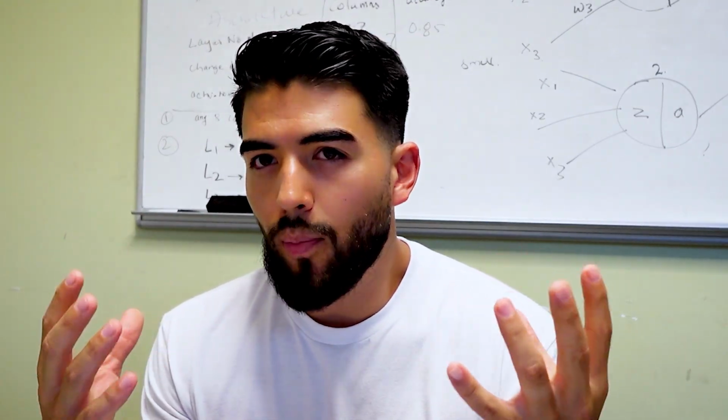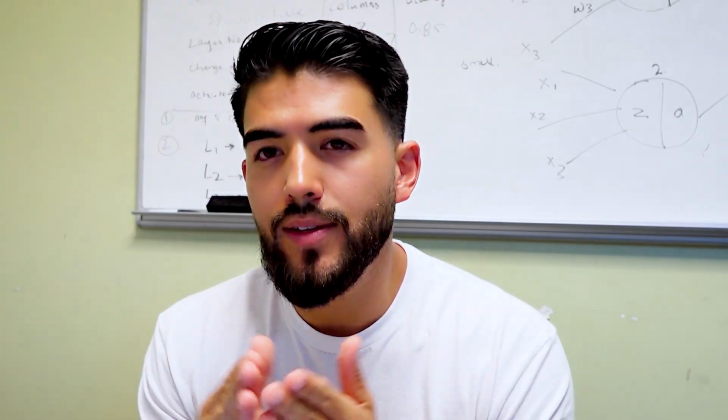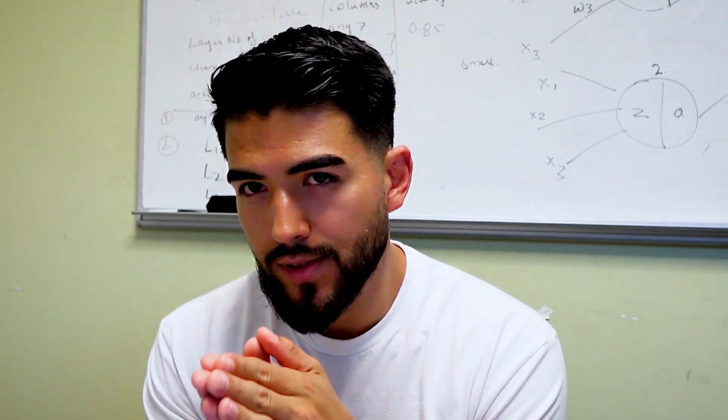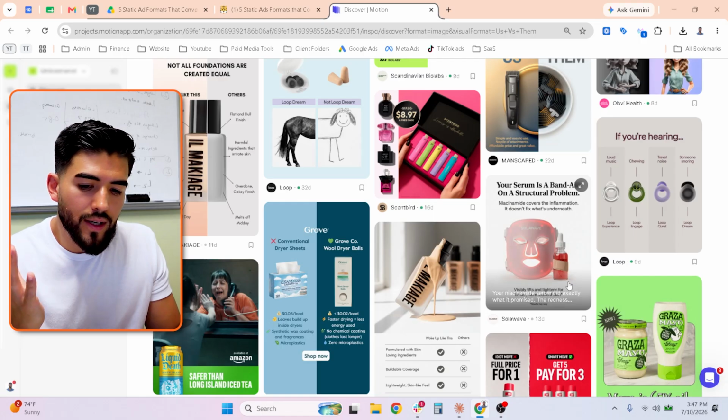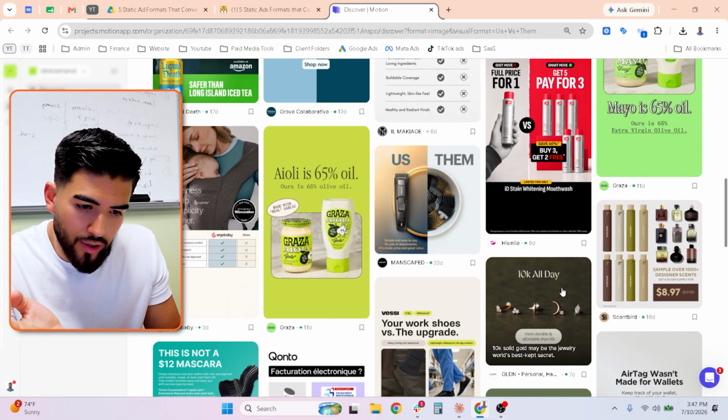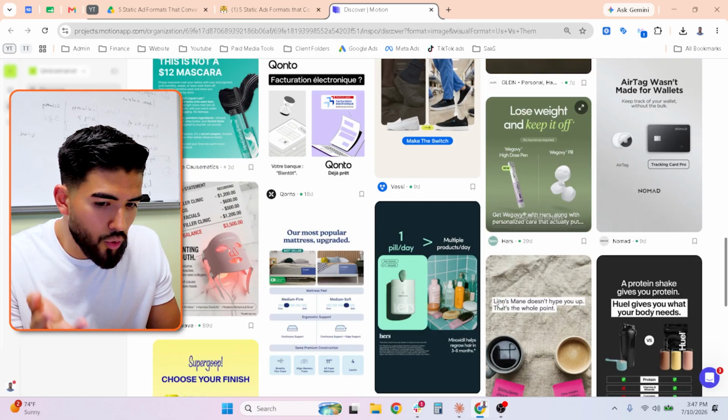The next one you guys have all probably seen, and heck, maybe you're even running this in your own ad account, but I'm going to show you how to set it up successfully. And this is an us versus them static ad. Essentially the way you're going to set this up is you're going to have 2 columns. You're going to have your competitor on one side and you on the other side.